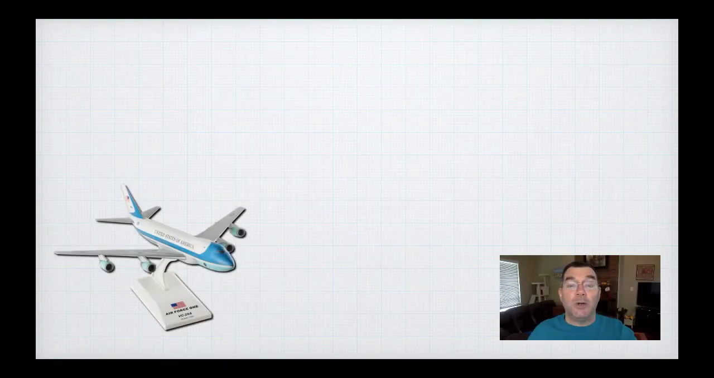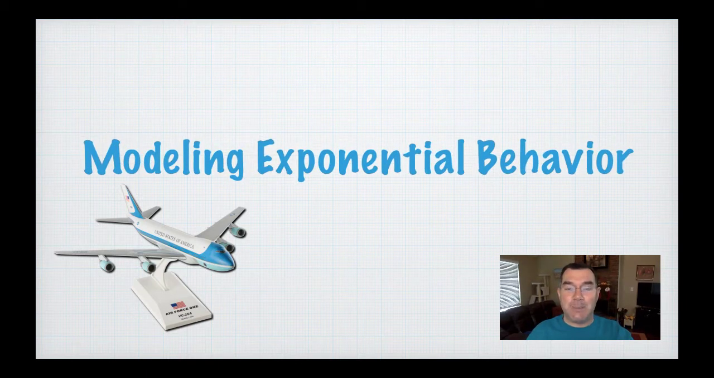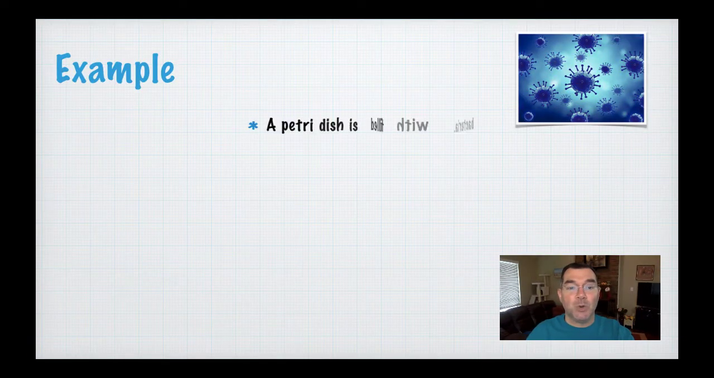Hello again. We are going to finish up this chapter and this course by talking about how to model exponential behavior. We've talked about modeling linear behavior and quadratic behavior, and now we will discuss the third type of function that we've talked about this year, and those are exponentials. So let's get started. We have an example.